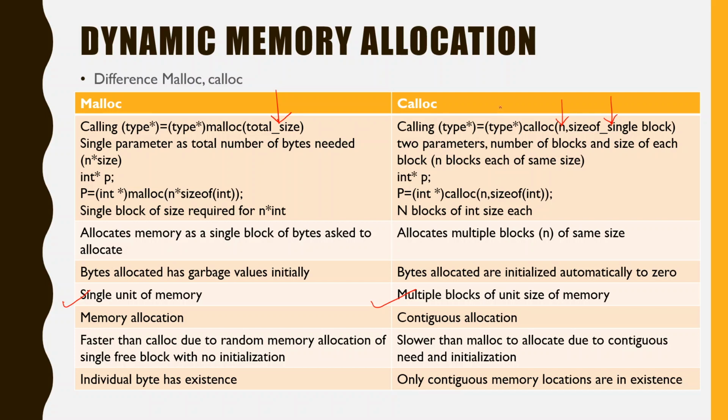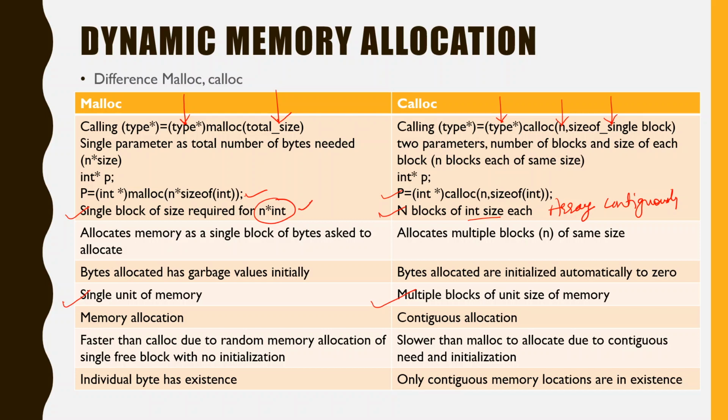The return type is void pointer, so you have to do typecasting. This is typecasting to the output or target data type. You can also see this is a real example of declaration. So it returns n blocks of integer size. So this is like allocating an array contiguously, and the other is like allocating a full bunch of memory.